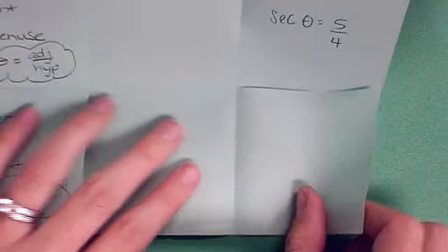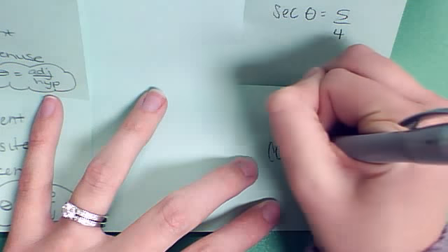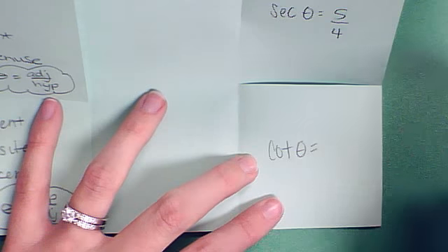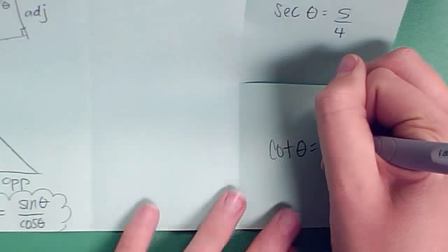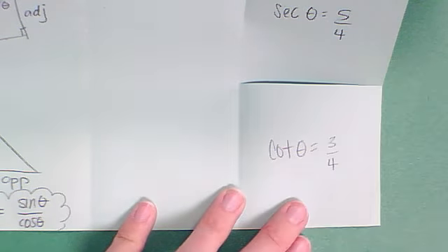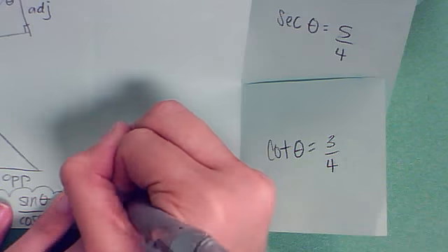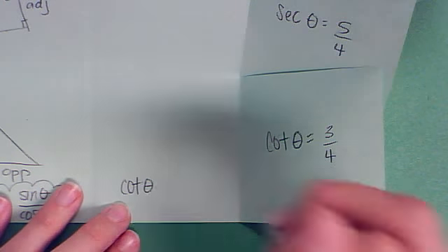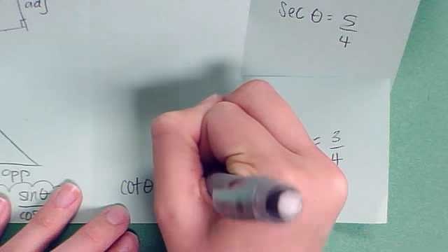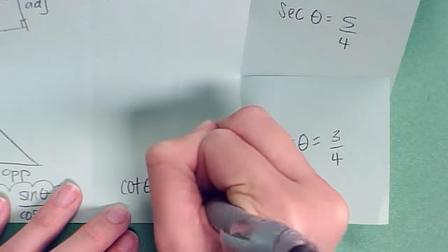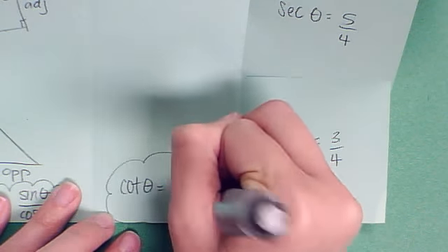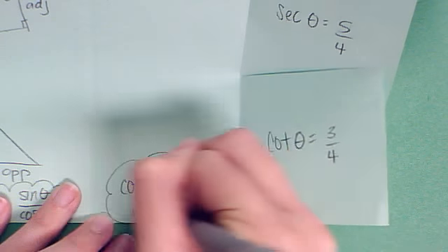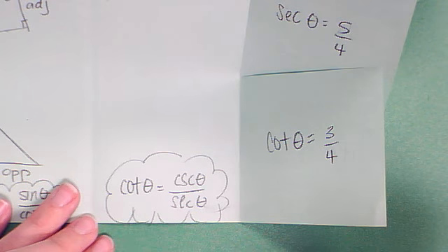Finally, the cotangent, the very last one, is the opposite of tangent. And so instead of being 4 over 3, it's going to be 3 over 4. And I just flip those. That's the way to get that. Right here, your formula that you need is that the cotangent of theta equals the cosecant of theta over the secant of theta. That's another one that you'll just need to accept for now.